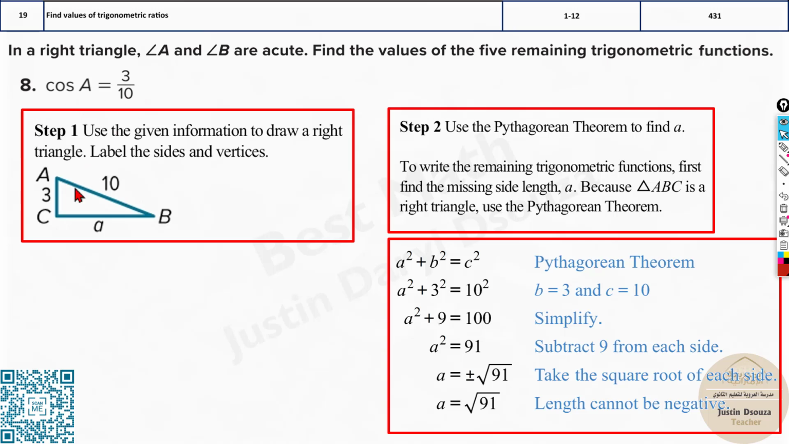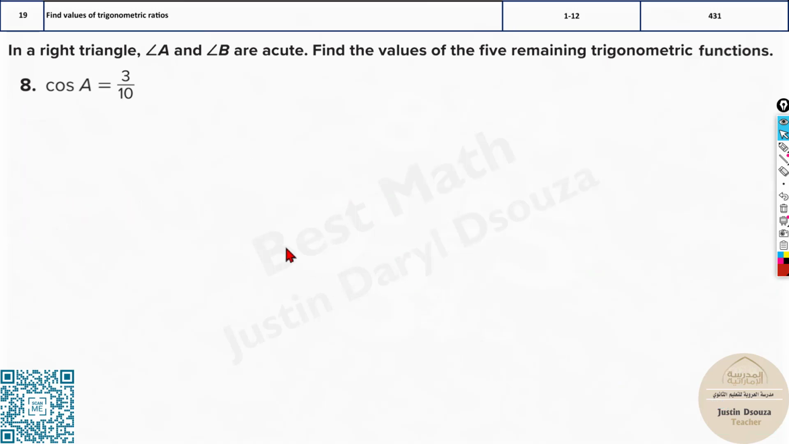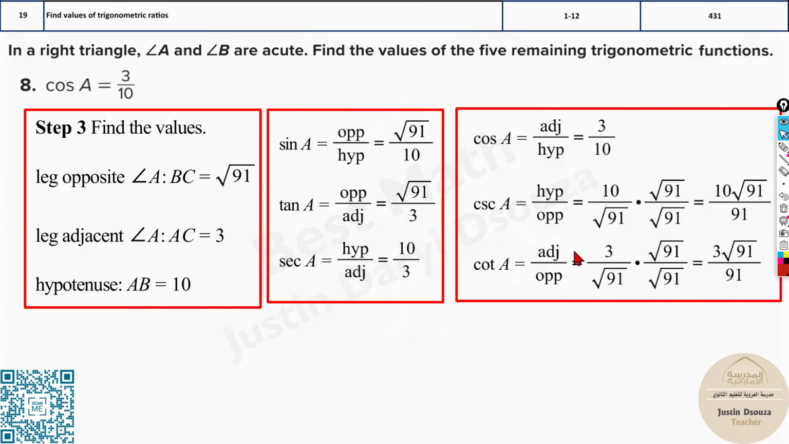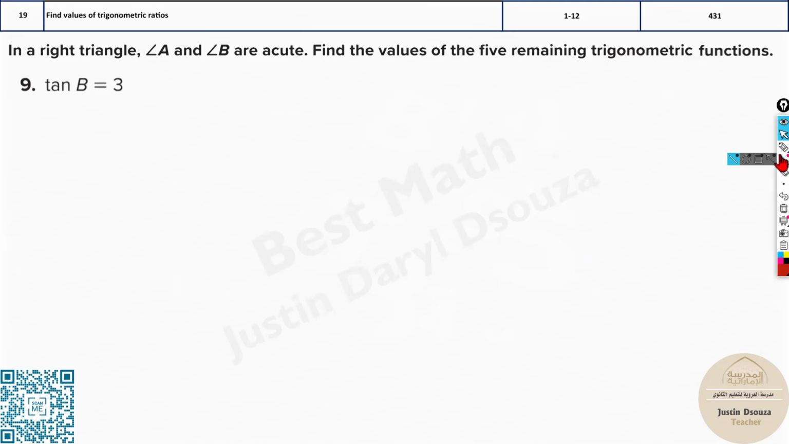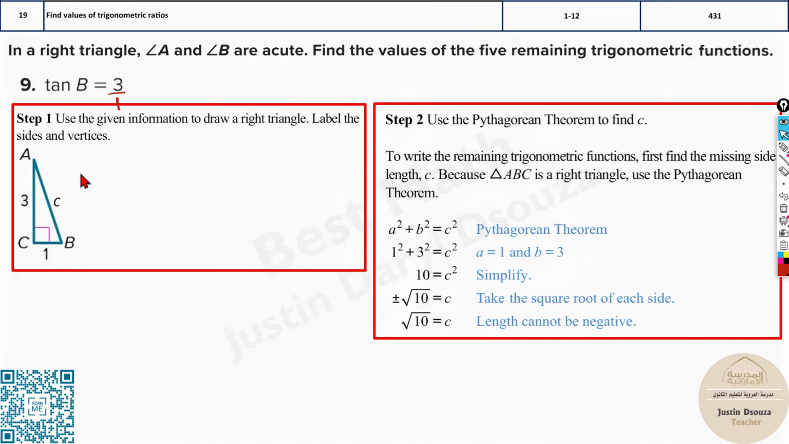Now, in this case, if you consider this A as theta, you know the opposite is unknown, adjacent is known and hypotenuse is known. So this is 90 degree, 10 and 3. Then you solve for A, and then you find the trigonometric ratios. Now here as well, what happens if you don't have a denominator? In this case, just take this as divided by 1. So in the diagram, B is the theta, opposite is 3 and adjacent is 1, then the hypotenuse needs to be found out. Over here, just put it in the calculator and find it out.